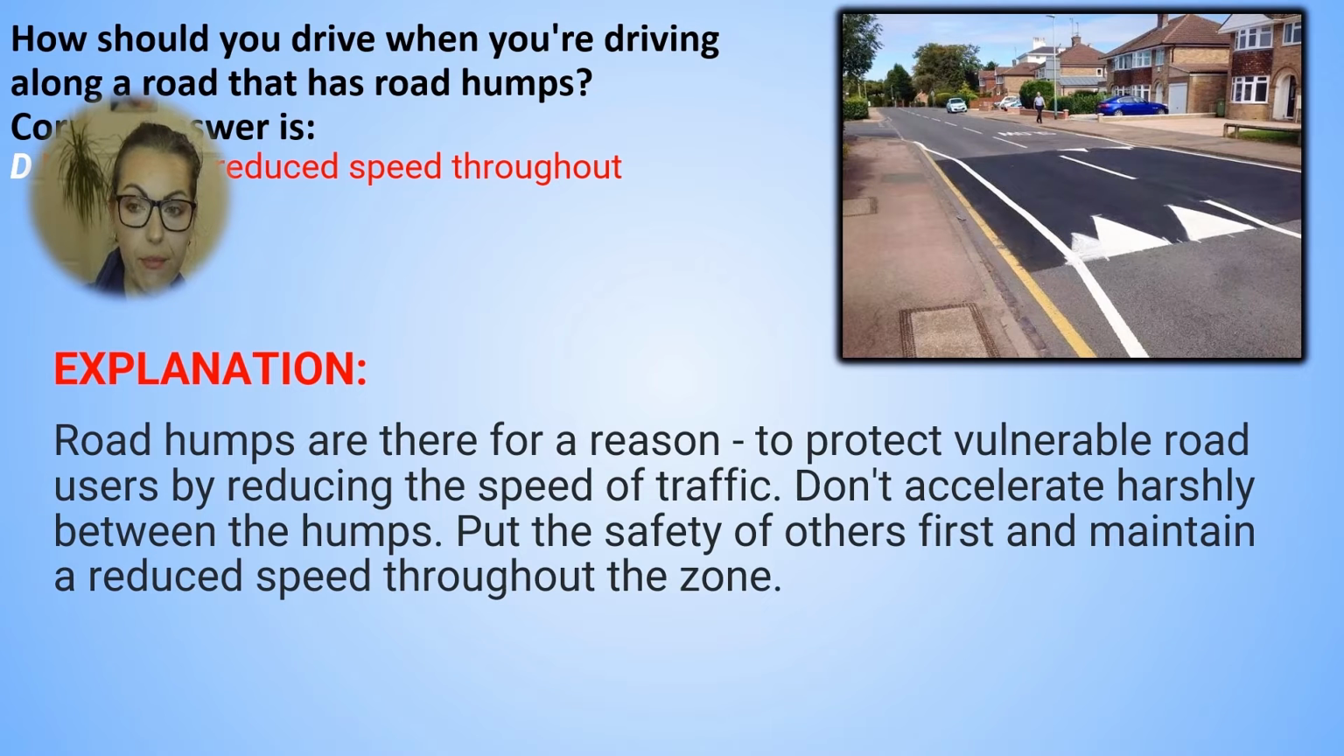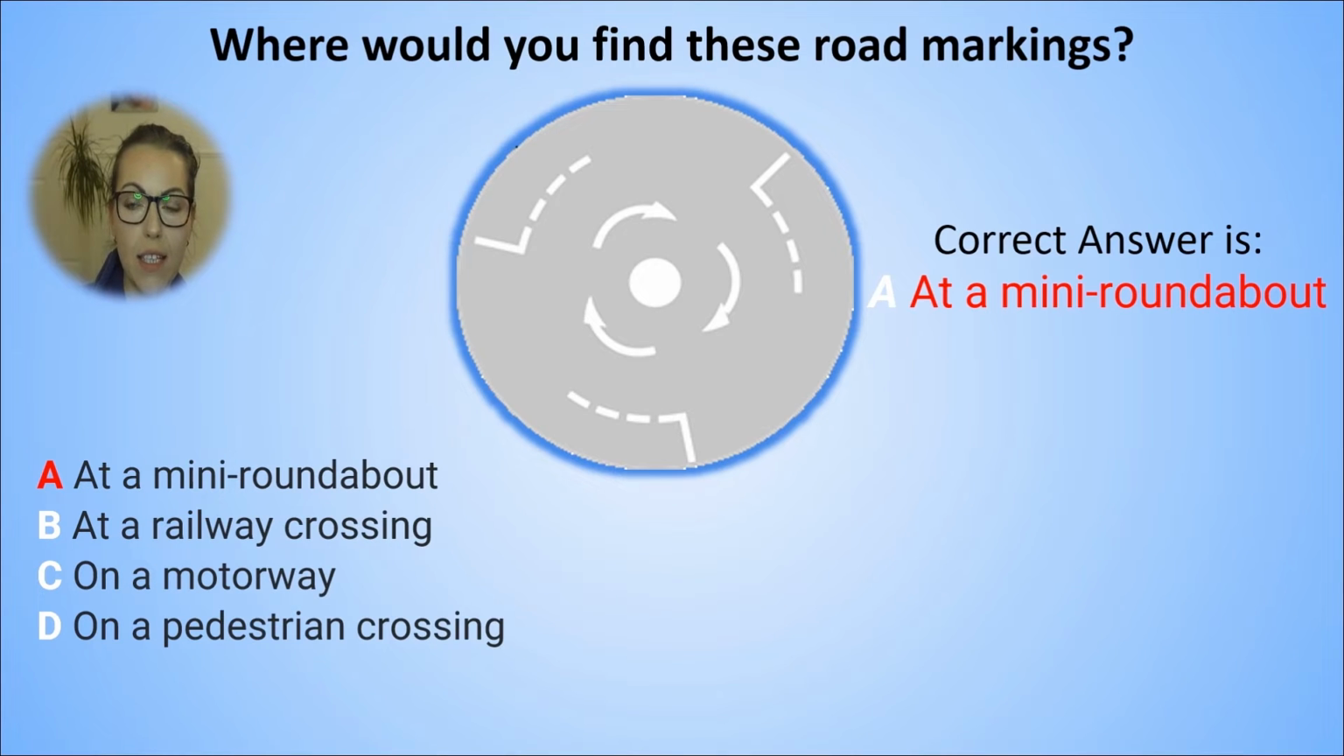Next question. Where would you find these road markings? A. At a mini roundabout. B. At a railway crossing. C. On a motorway. D. On a pedestrian crossing.